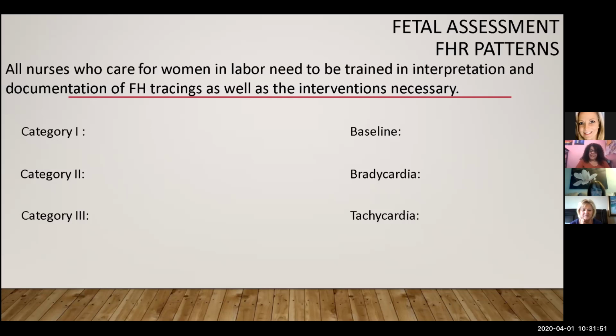Category 3 is predictive of abnormal fetal acid-base status at the time of observation. Remember, it's a window. We're looking at that time. We're saying this baby looks like it might have some impairment, and requires prompt evaluation and interventions. Some of those might be providing maternal oxygenation and changing the maternal position. And we do this rapidly.